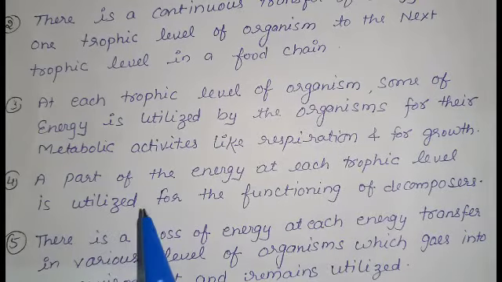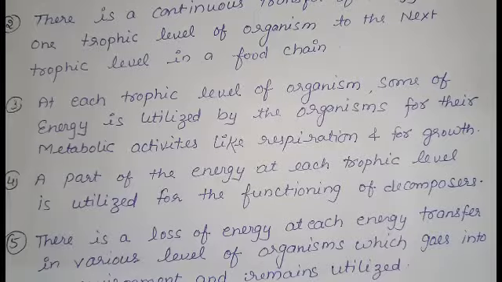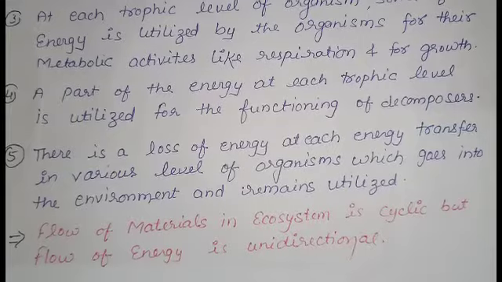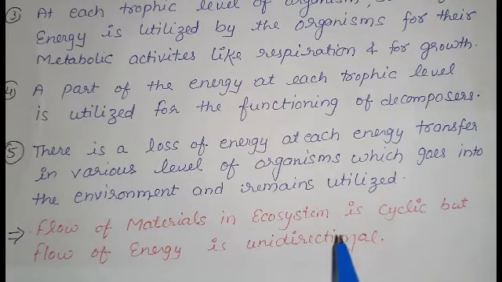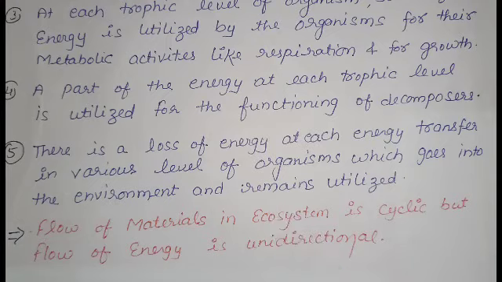Fourth point, a part of the energy at each trophic level is utilized for the functioning of decomposers. Now the fifth point, there is a loss of energy at each energy transfer between various levels of organisms, which goes into the environment and remains unutilized. So following these points, we conclude that the flow of material in the ecosystem is cyclic, but the flow of energy is unidirectional. Now, the topic of transfer of energy in the ecosystem as well as the food chain is completed.